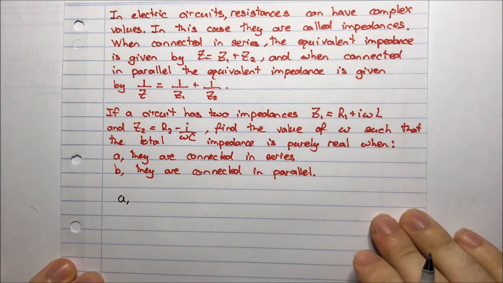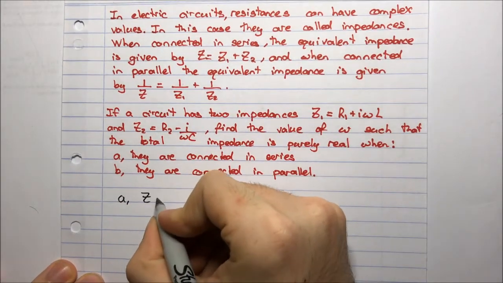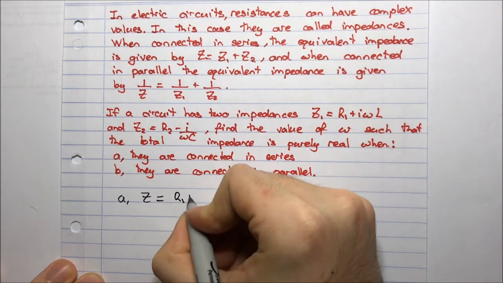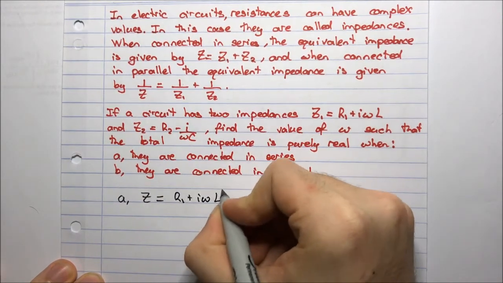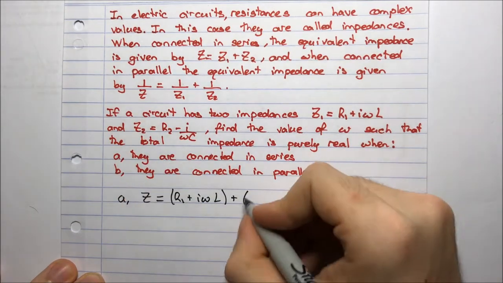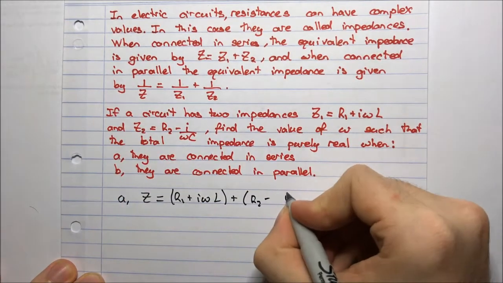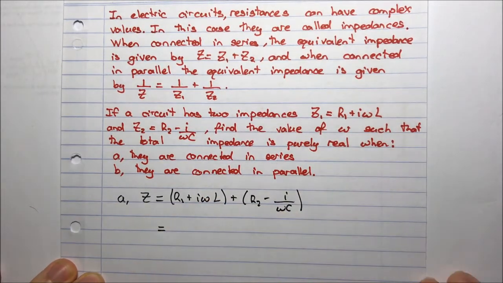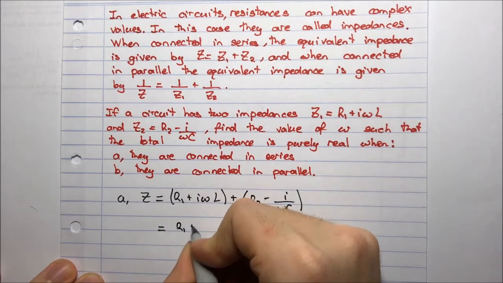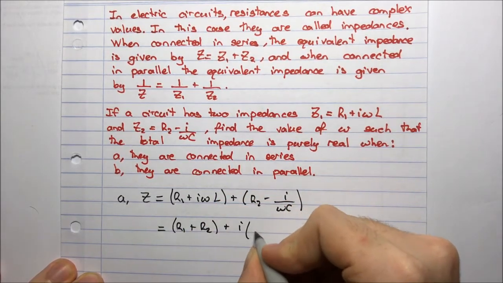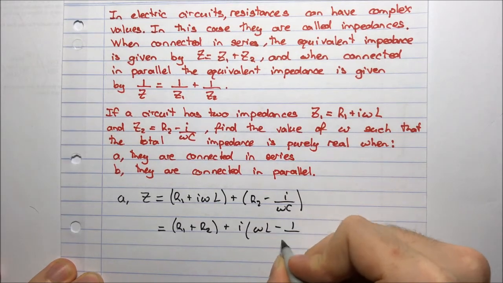the total impedance, or the equivalent impedance, Z, is going to be equal to Z1, which is R1 plus I omega L, plus Z2, which is R2 minus I on omega C. So this is very easy. We just add the real parts and add the imaginary parts. R1 plus R2 plus I times omega L minus 1 on omega C.